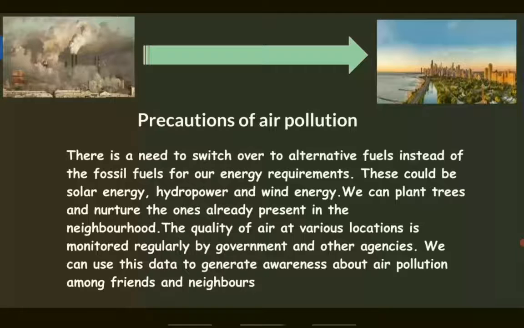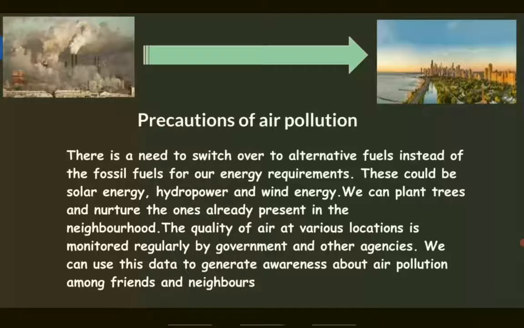So now let's see the precautions of air pollution. There is an immediate need to switch over to alternative fuels instead of the fossil fuels for our energy requirements. This could be solar energy, hydropower and wind energy.